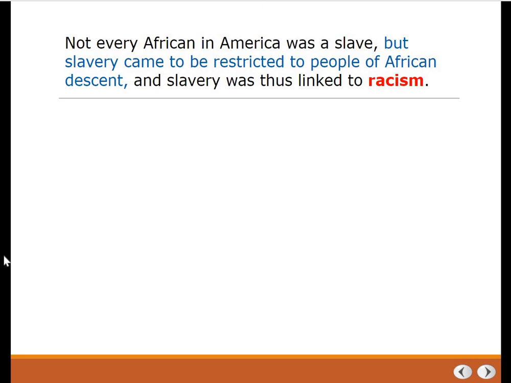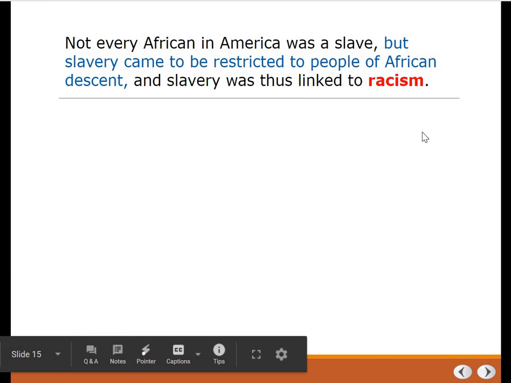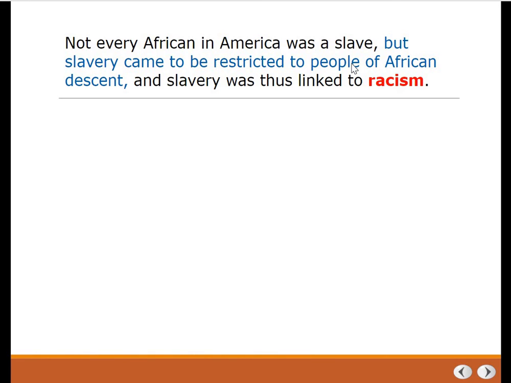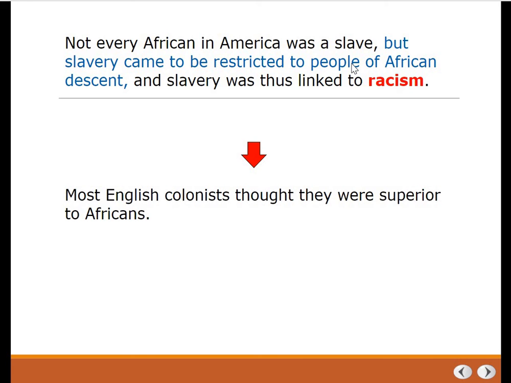So eventually, slavery not only becomes a system, but it was something that could only happen to people of African descent. And that is linked, right, to racism. So why was it only Africans and people of African descent who were enslaved? And that was because most English colonists thought they were superior to Africans, which in the course of world history is just incorrect.